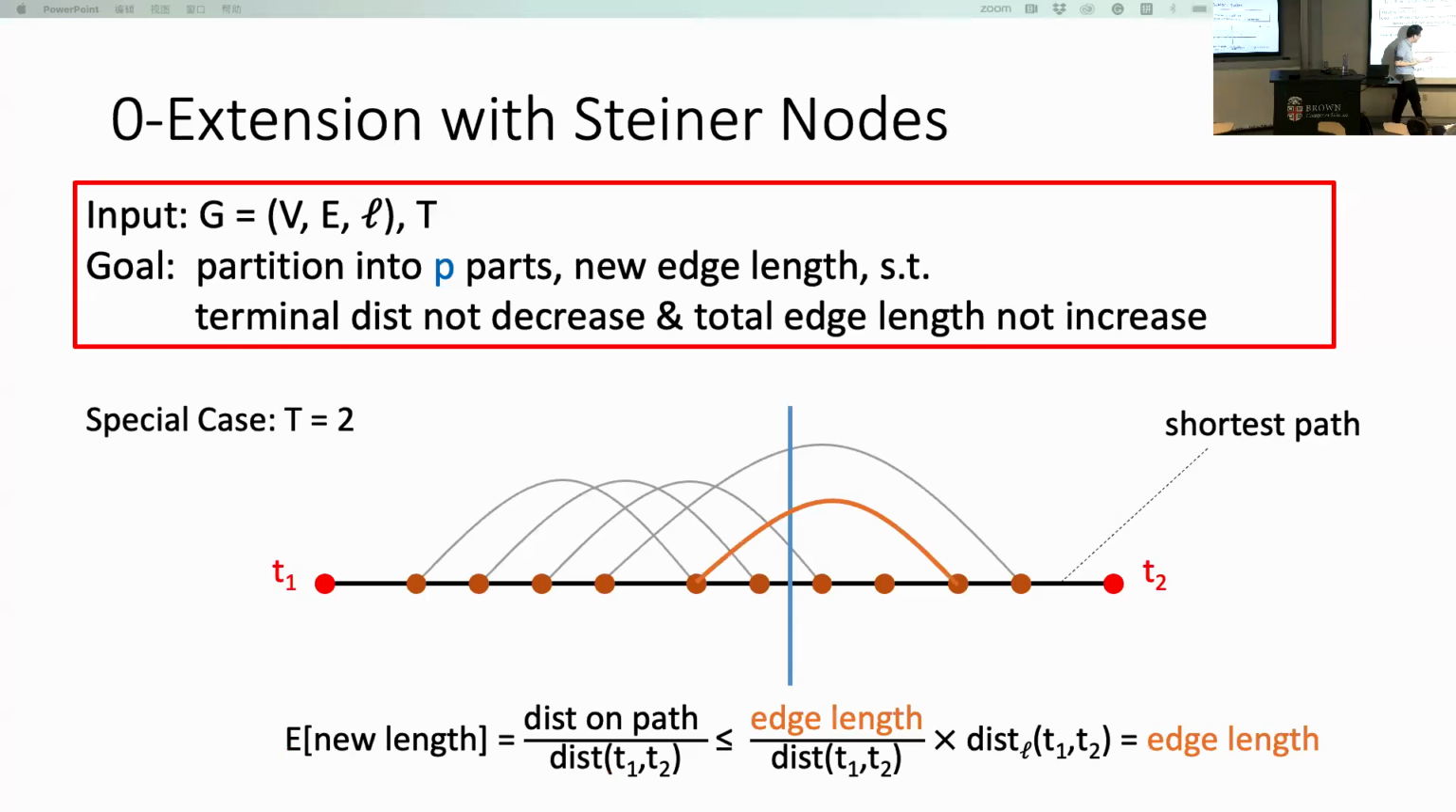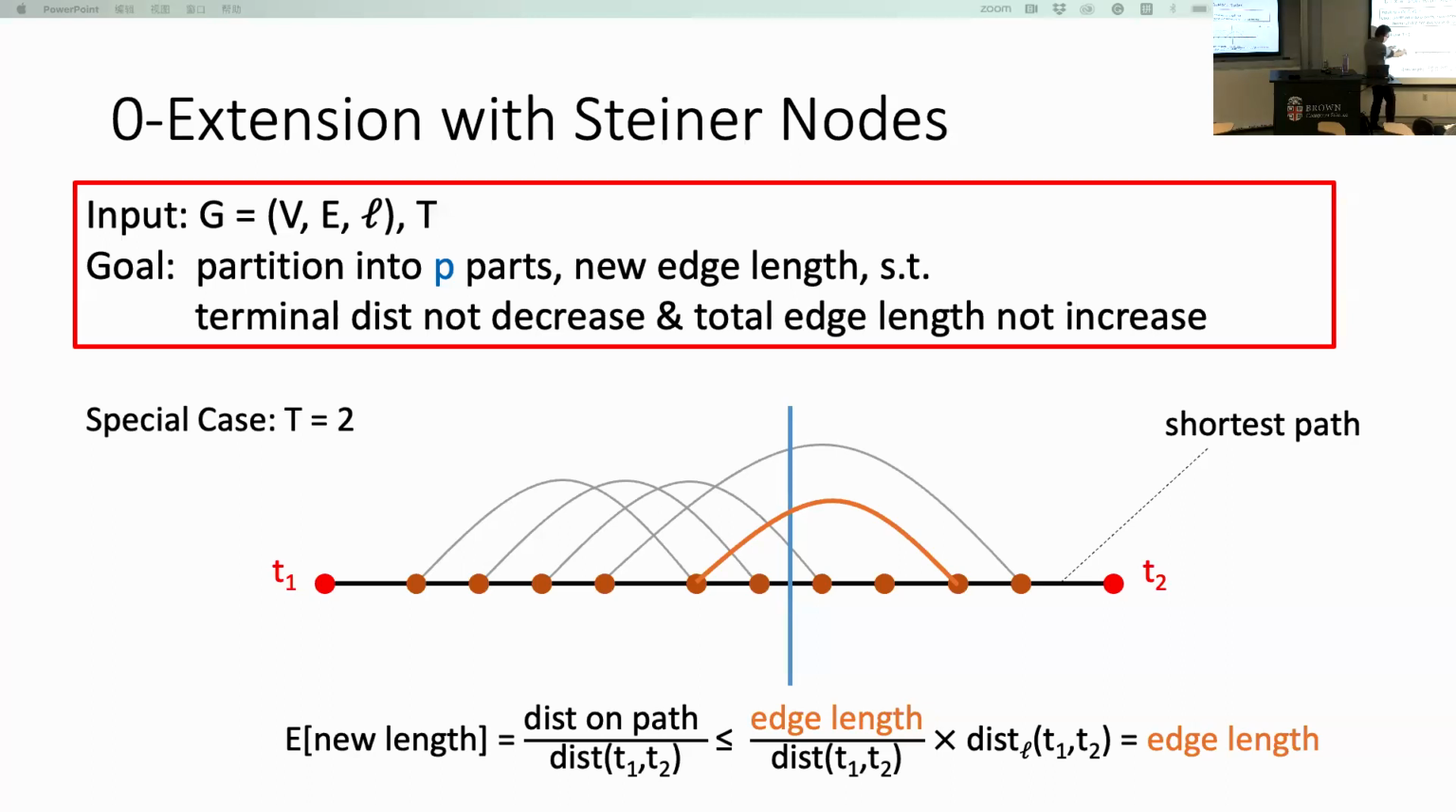So what's the probability of it being split? It's the probability that one of the edges between its endpoints was selected. It is the total length on this path between these two endpoints, the distance on the path over the total distance of the whole path. This is the probability. Okay, so the distance on the path is bounded by the edge length. This is because this is the shortest path, so any other path has to be longer than that. Otherwise, it's not the shortest path. So this cancels out, and it is really saying that the expectation of the new length is bounded by the old length.